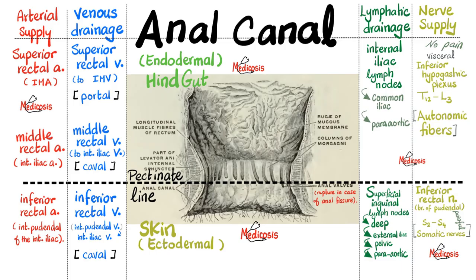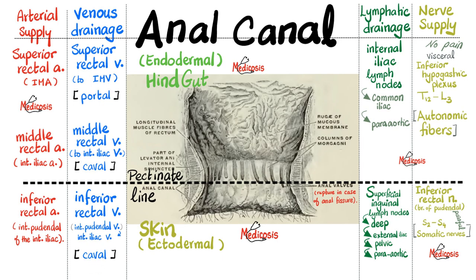As for venous drainage, above the pectinate line, we have superior rectal vein straight to the IMV, hashtag portal circulation. Middle rectal vein to the internal iliac vein, hashtag caval circulation. Inferior rectal vein below the pectinate line to the internal pudendal vein, and then to the internal iliac vein, which is the main vein of the pelvis, hashtag caval.